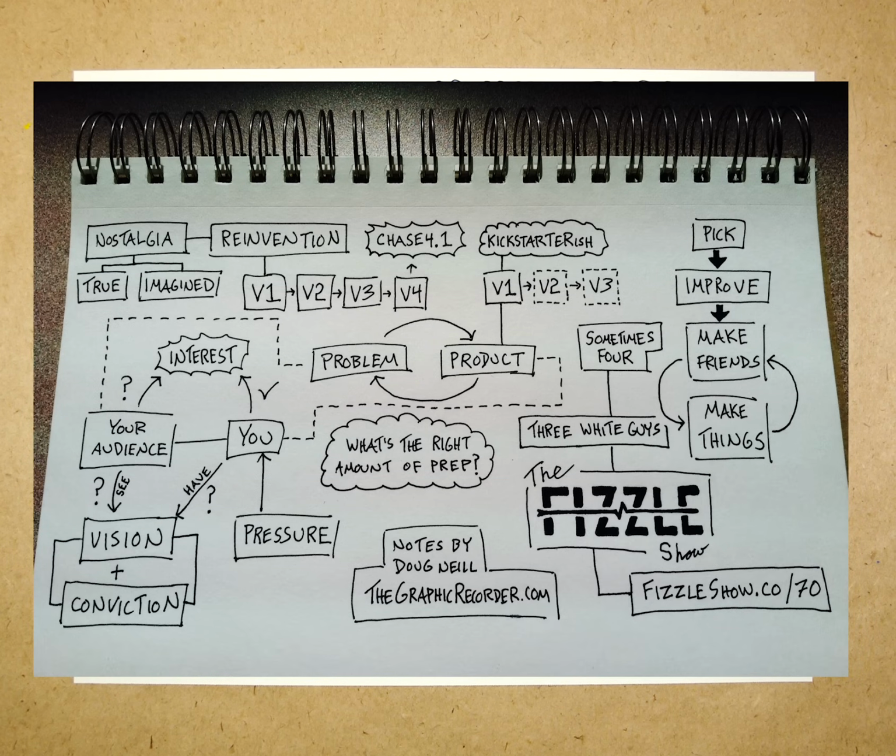Here is an example of some notes that I took in real time while listening to The Fizzle Show, which is a podcast about entrepreneurship and how to create an honest online business, which is precisely what I'm in the throes of right now. That's what I'm trying to build here at Verbal to Visual. In episode 70 of The Fizzle Show, the hosts delved into this question of what's the right amount of prep before launching a thing. The entire hour-long conversation was on that topic.